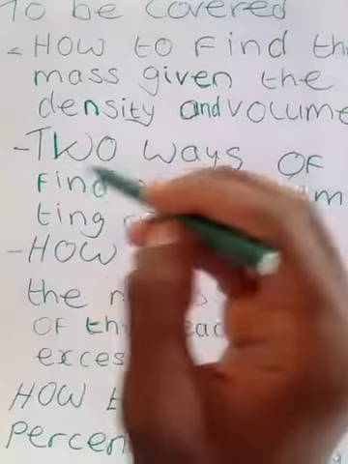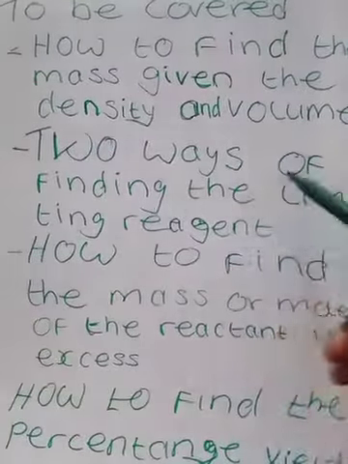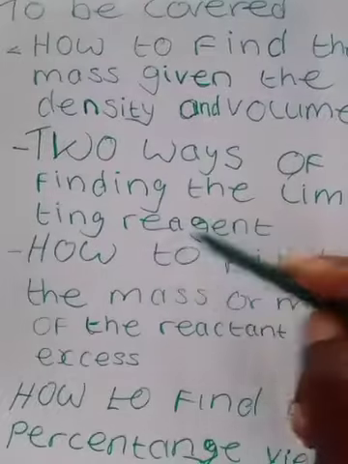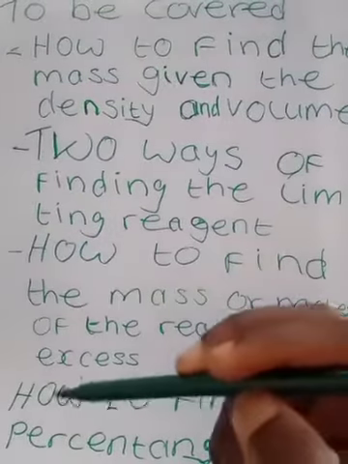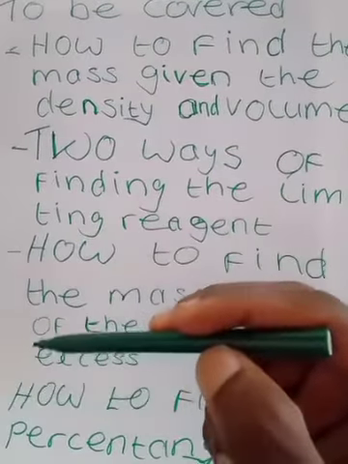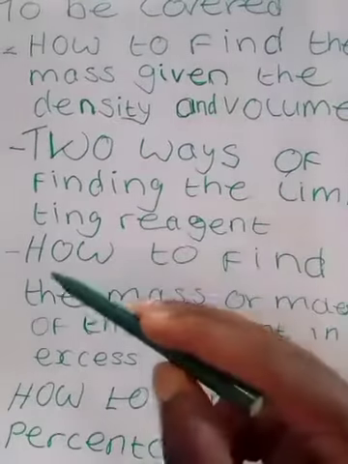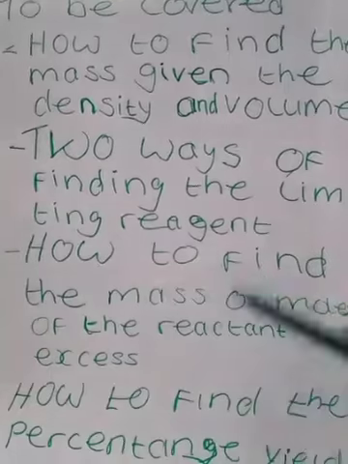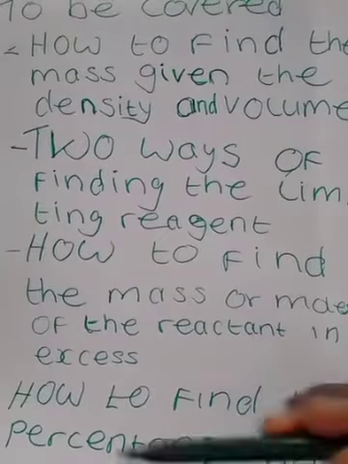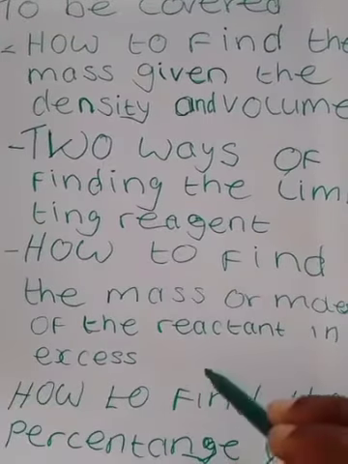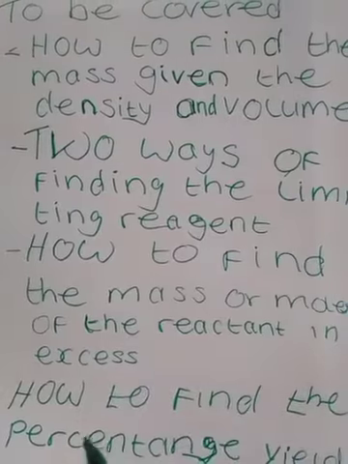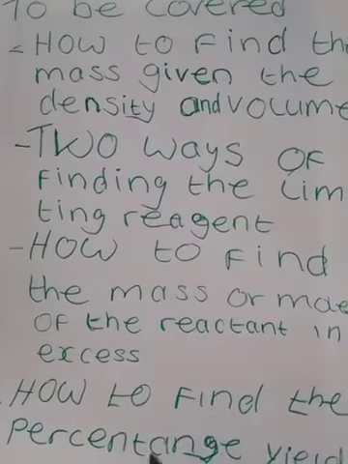I also talk about two ways of finding the limiting reagent. I'll show you the two ways that you can use to find the limiting reagent, and then also talk about how to find the mass or the moles of the reactant that is in excess. And lastly, I'll talk about how to find the percentage yield.